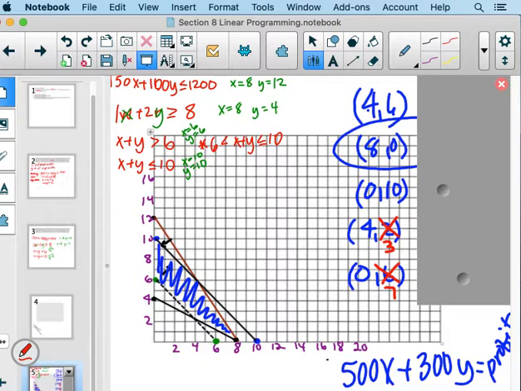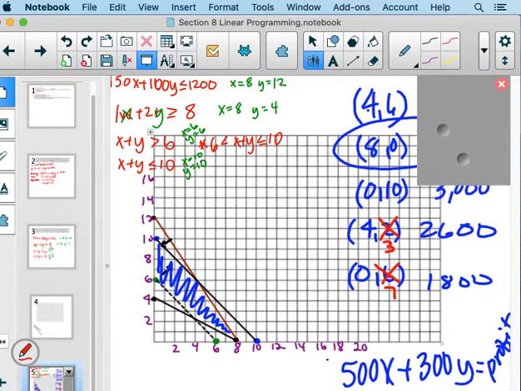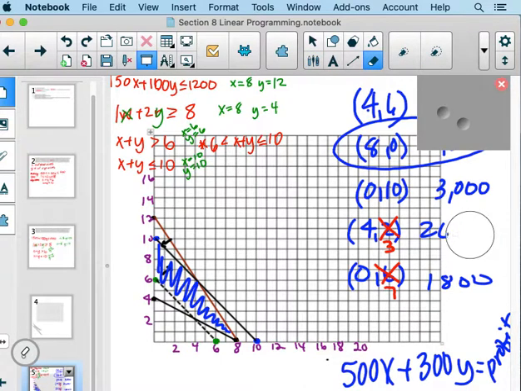We won't plot these values because these ordered pairs are already on the graph. We just want to figure out what their profits are. Okay. If I asked you to plot the $2,000 profit line, then you could plot that. But these are just going to be the profits that you're finding. Okay, so let's update these numbers for me because 2600 and 1800 aren't going to be correct.